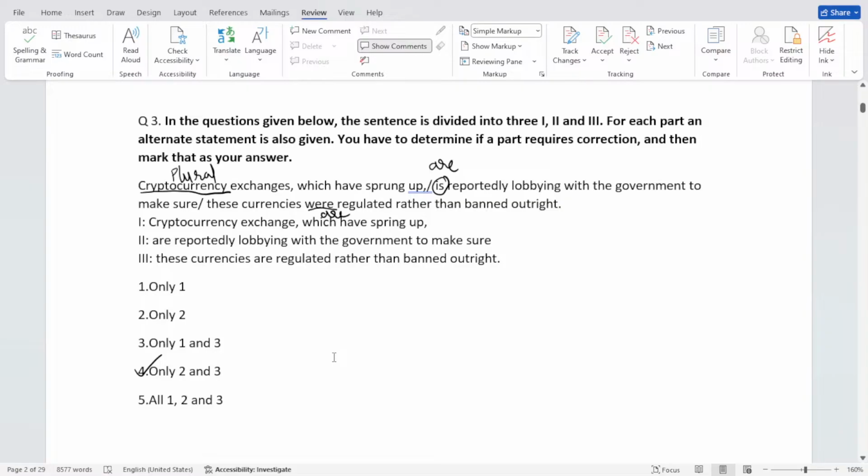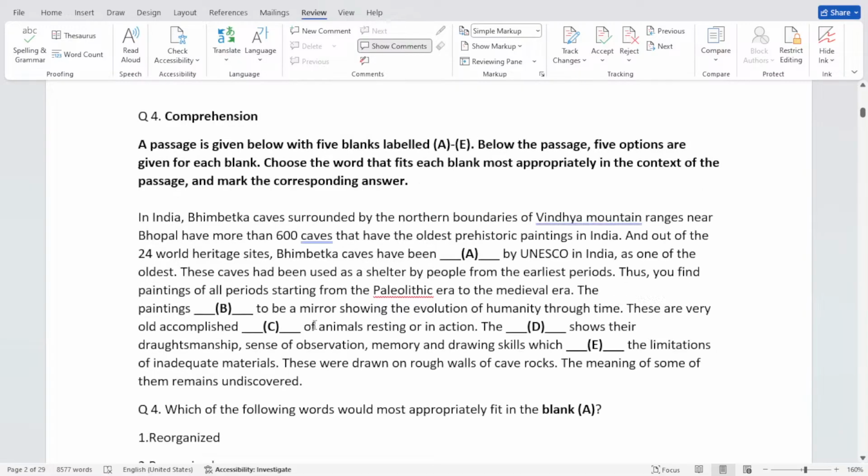So, comprehension type questions. A passage is given below with 5 blanks labeled A to E. Below the passage, 5 options are given. For each blank, choose the word that fits each blank most appropriately in the context of the passage and mark the corresponding answer. So, from the passage, we have to see the questions.